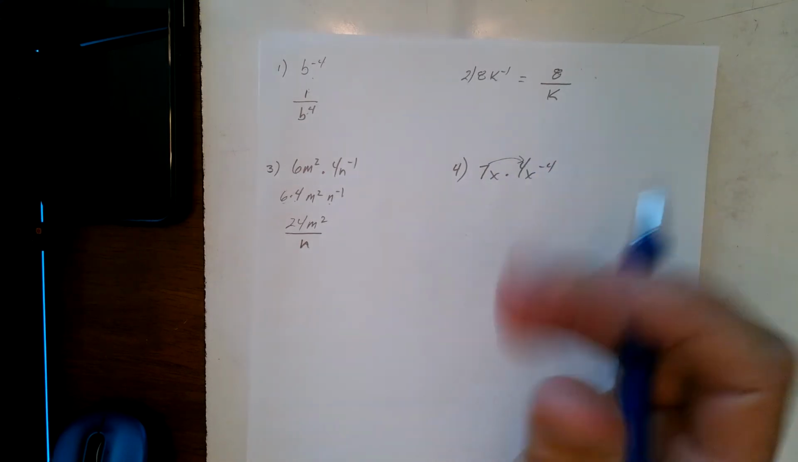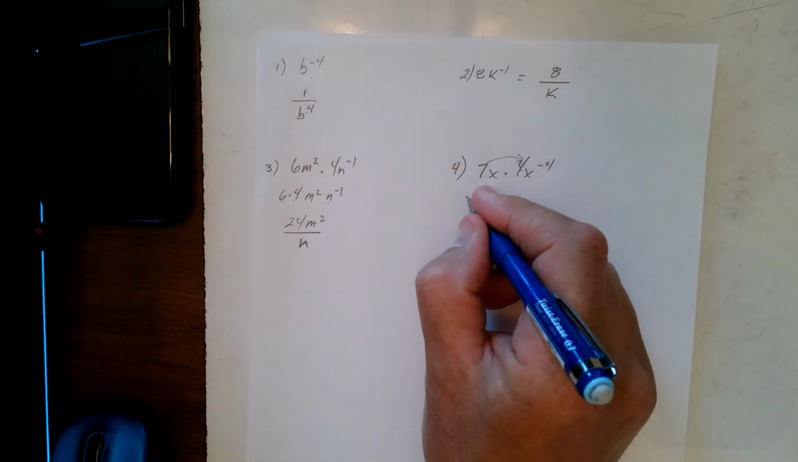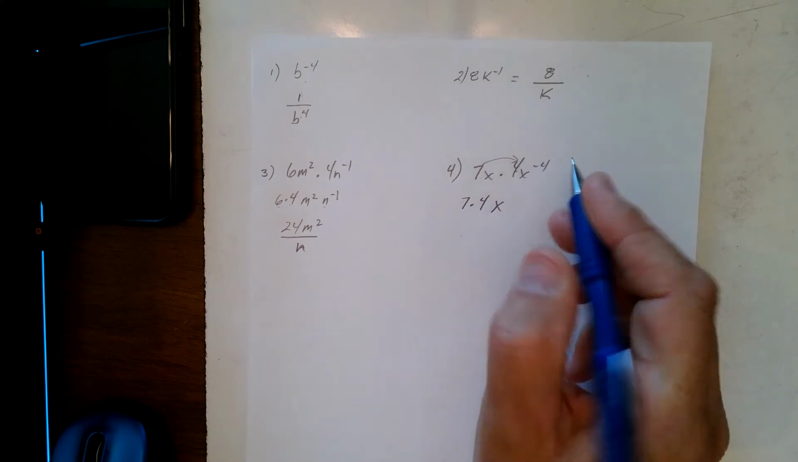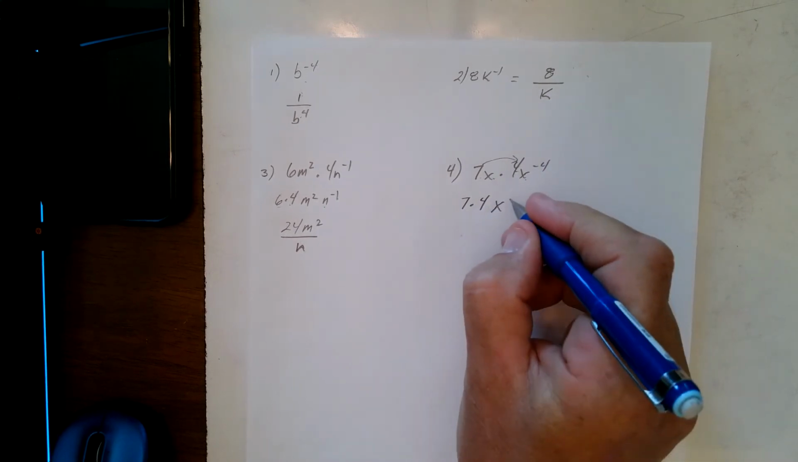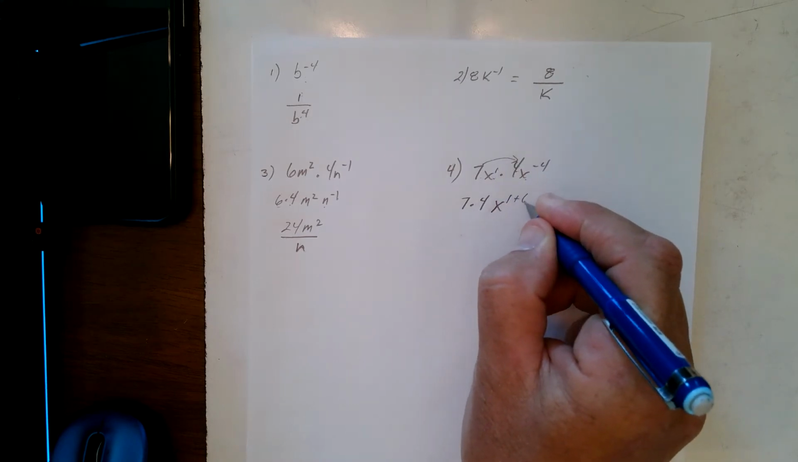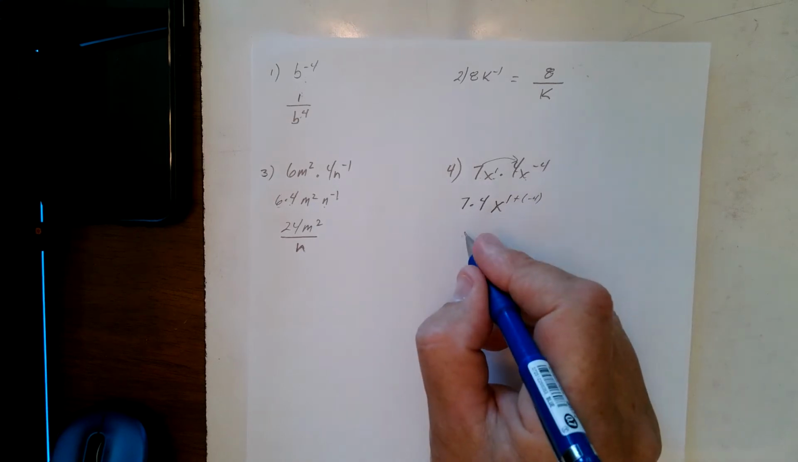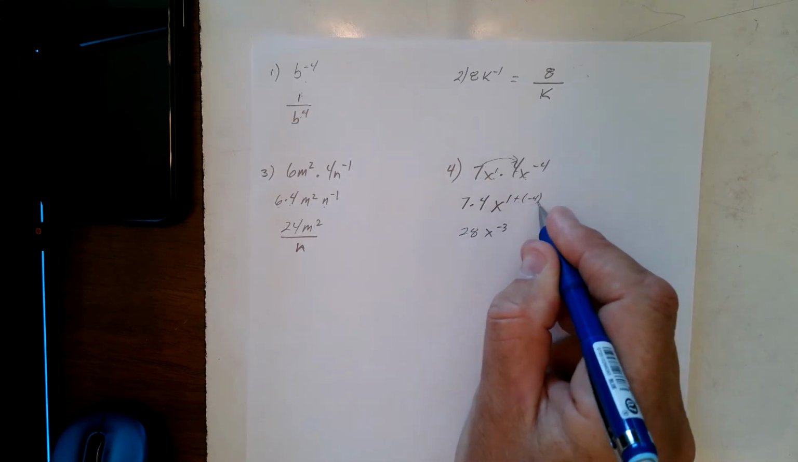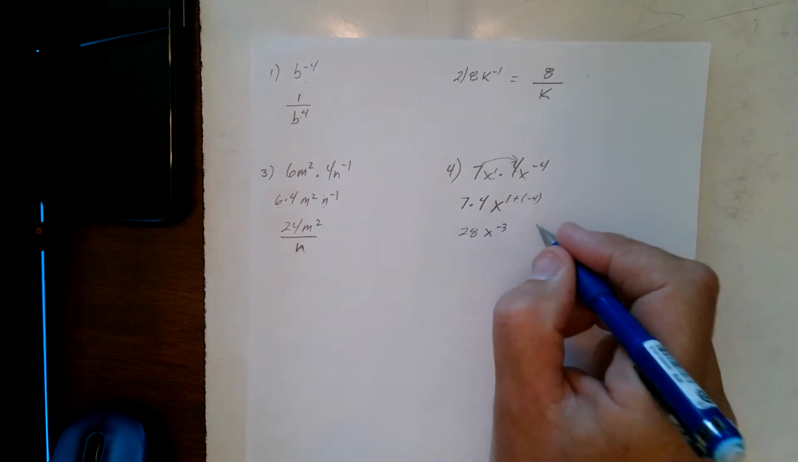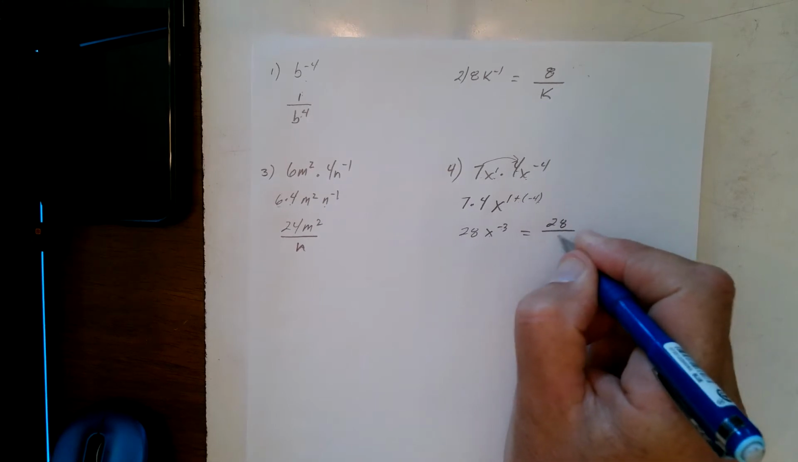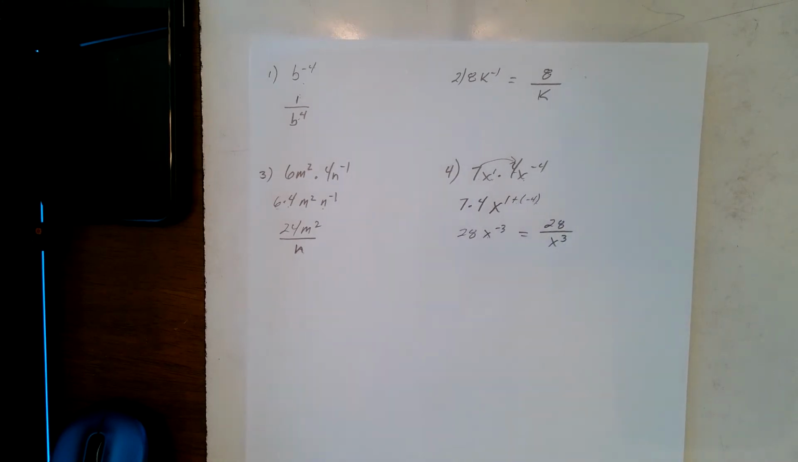Okay, so here is the same type of problem, except we have same bases. What do we do with same bases when we're multiplying? We add them. This is like x to the first power plus a negative 4. So I get 28 x to the negative third, 1 plus a negative 4, which is the same as, no negative exponents, 28 over x to the third power.